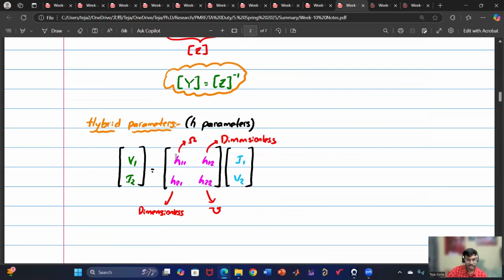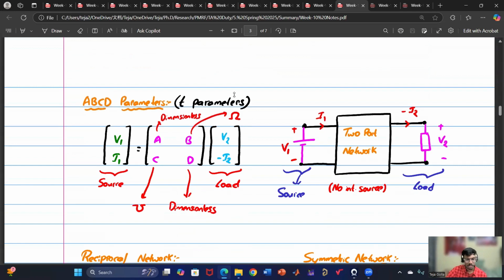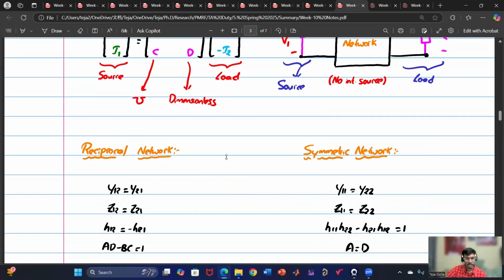And if you see, this has dimension of resistance, this has dimension of conductance, this is dimensionless, this is dimensionless, based on whether it is multiplied by current or voltage. And then we have also discussed ABCD parameters. Here, V1 and I1 are the input, V2 and minus I2 are the output, because if it's a load, then the current direction will be minus I2. A is dimensionless, B is ohm, C is mho, and D is dimensionless.